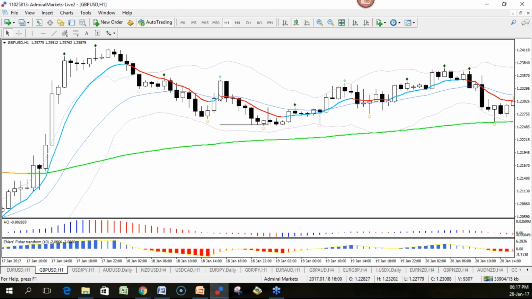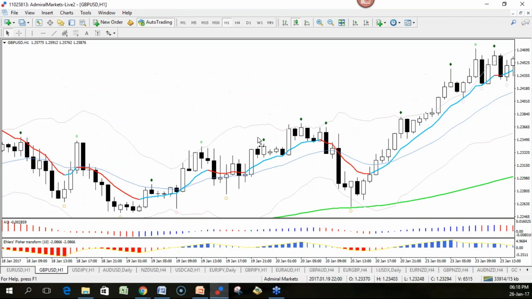Here we have 1, 2, 3, 4, 5, 6, 7. Seventh candle breaks this low. So that's not a setup either, as you see. All right? All right, let's continue.